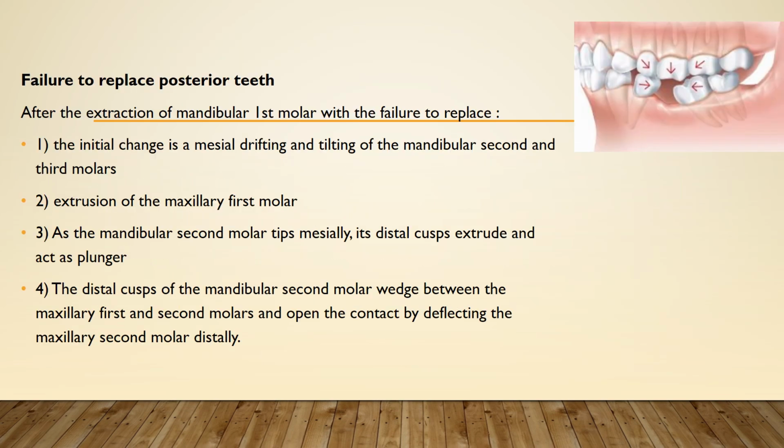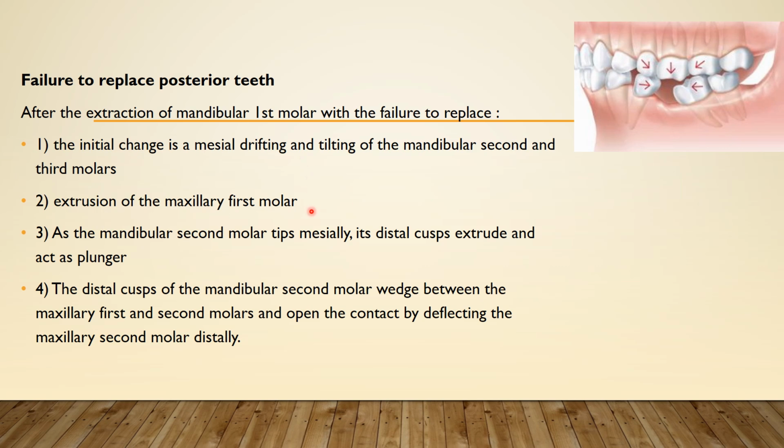And also, what are the reasons for occlusal disharmonies? One of the main important reasons is failure to replace posterior teeth. You can always have an occlusal disharmony or abnormal bite. For example, after the extraction of the mandibular first molar without replacement, you can see that the initial change is mesial drifting and tilting of the mandibular second and third molars, and obviously there will be extrusion of the maxillary first molar.